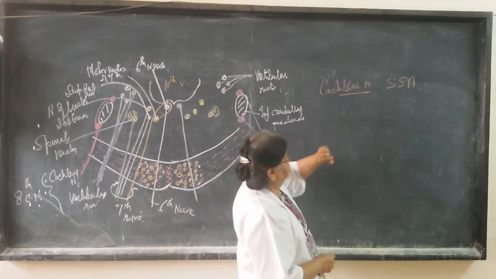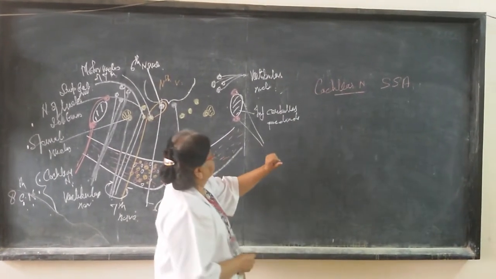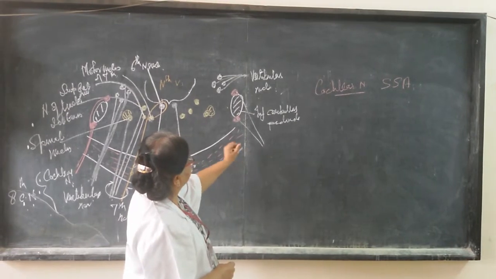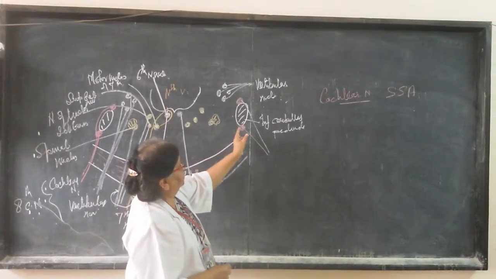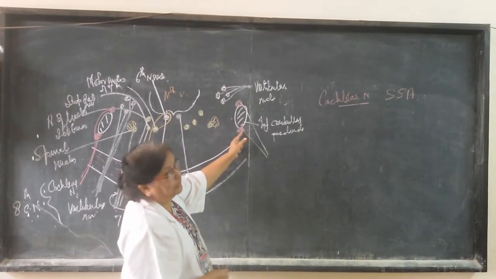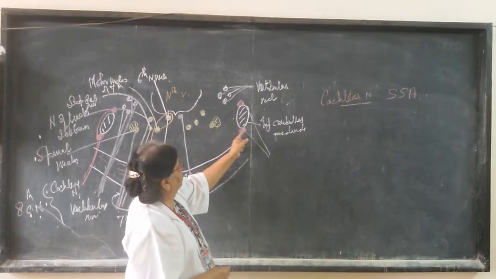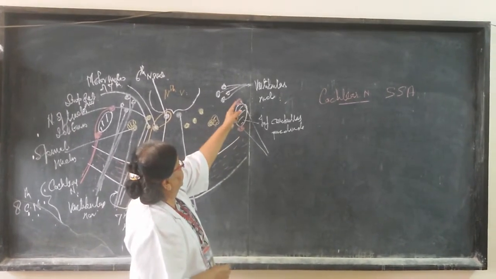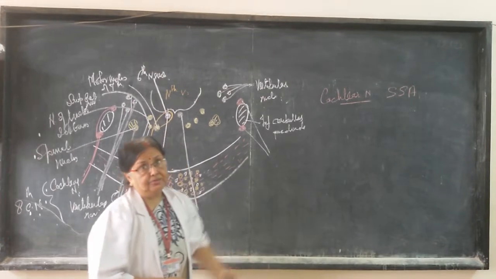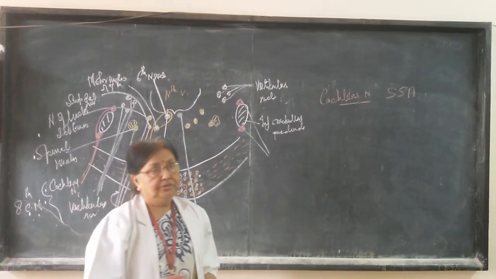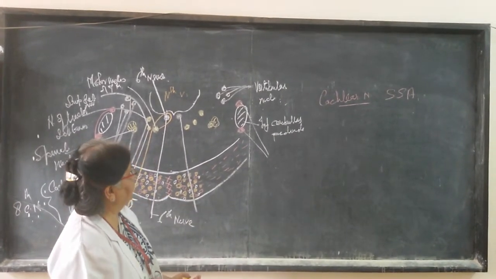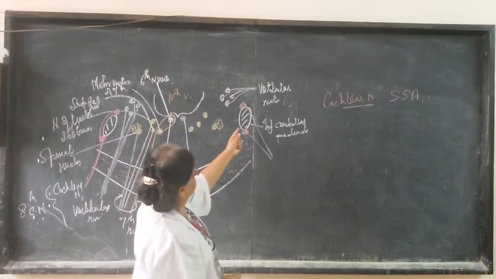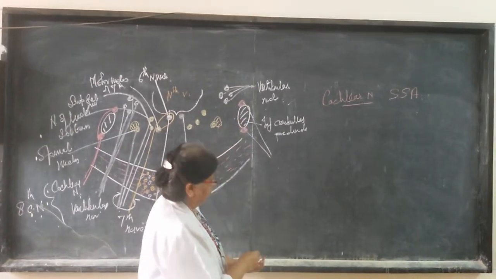Cochlear nerve. The cochlear nerve ends in the cochlear nuclei. And cochlear nuclei are two in number, ventral cochlear nucleus and dorsal cochlear nucleus, according to their position in relation with the inferior cerebellar peduncle.